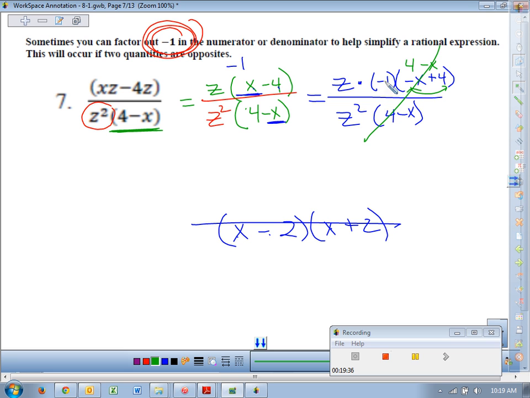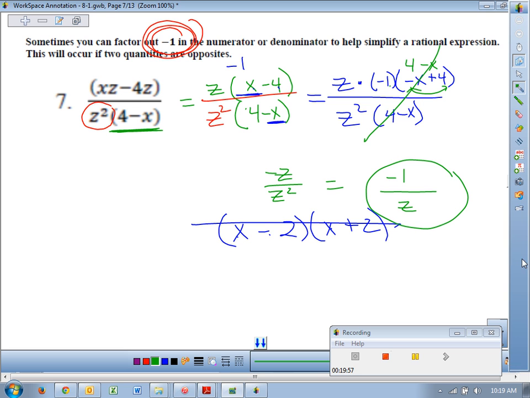So here's what we got. We got negative z over z squared. Is that as good as it can get? Or can that simplify? Aren't there more z's downstairs than there are upstairs? With me? So what's it really simplified to? Negative 1 over z.